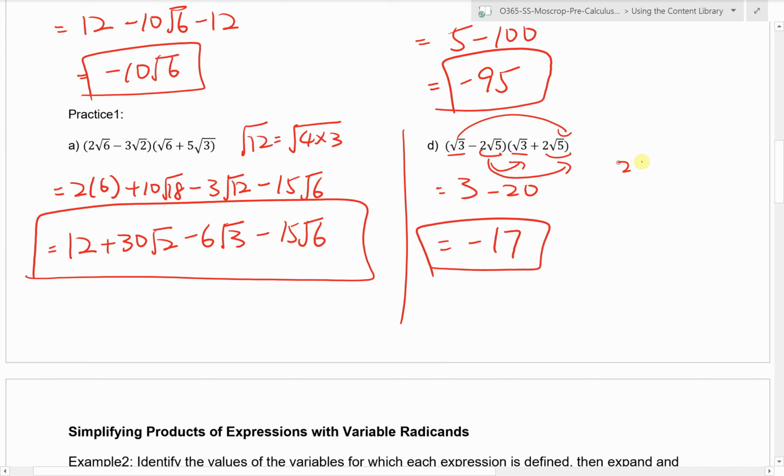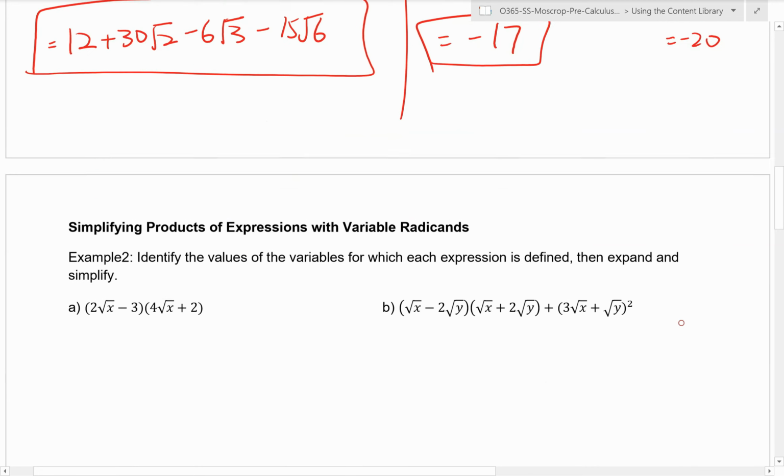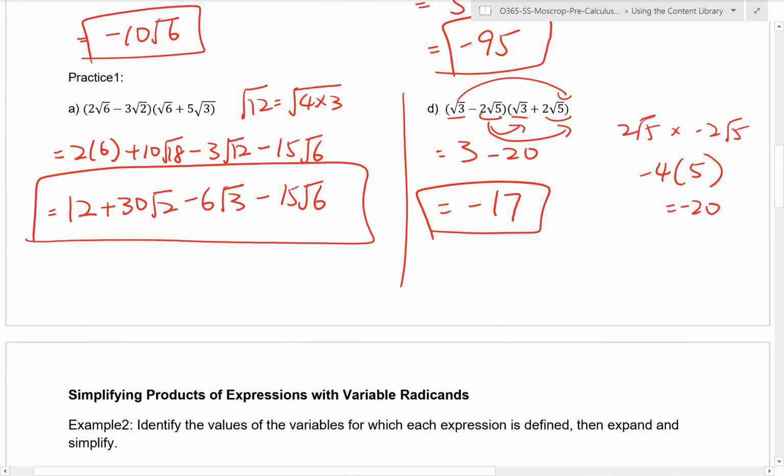Okay, so again, 2 root 5 times negative 2 root 5. This is going to be 2 times negative 2, which is negative 4. Root 5 times root 5 is 5. That's how I got my negative 20. Okay, so that's without variables, just numbers.